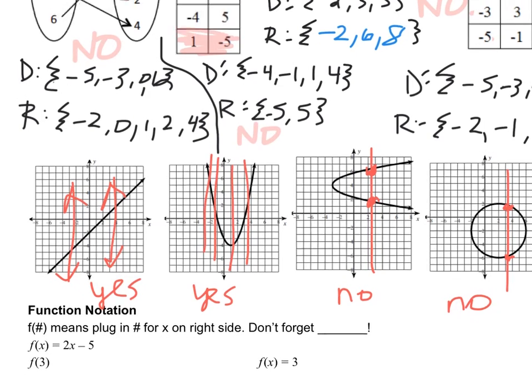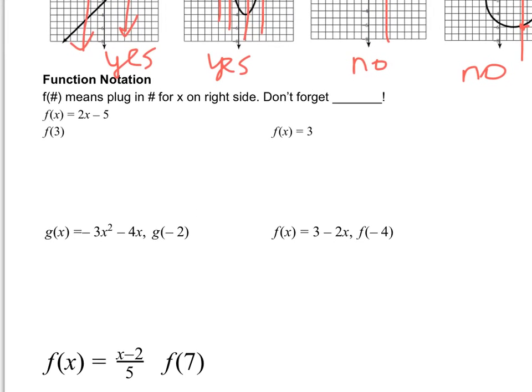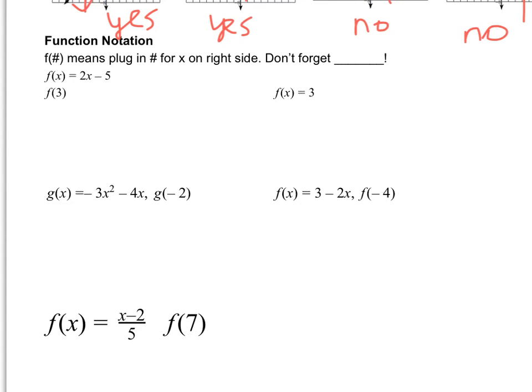Okay, then we ended the unit with talking about function notation. Function notation is when you have f parentheses a number, or f of x equals a number. So when you see f of a number, it means to plug the number in for x on the right side. Don't forget your parentheses, or PEMDAS. Please excuse my dear Aunt Sally. I don't love PEMDAS, but it's what you've learned, so we'll go with it.